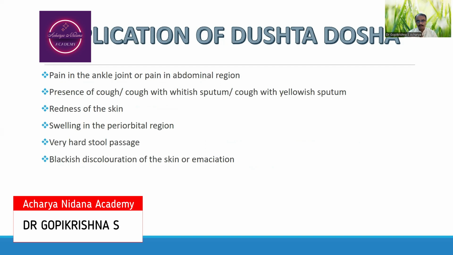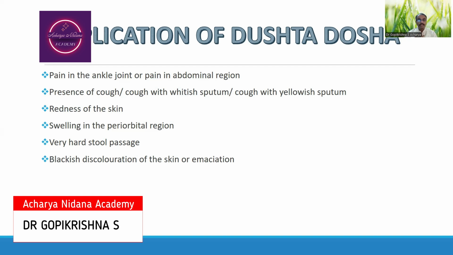Regarding the application of Dushta dosha, as we have discussed earlier, pain in the ankle joint or pain in the abdominal region, we can say there is a Vata dosha affliction. Let us say the presenting complaint is cough itself. If it is a dry cough, then we say there is a Vata dosha affliction. When the person has a cough with white colored sputum, then we say there is a Kapha dosha affliction. And cough with yellowish sputum, then there is a possibility of Pitta dosha affliction. Redness of the skin, we can predict there is a possibility of Pitta dosha affliction. Swelling in the periorbital region, we say there is a possibility of Kapha dosha affliction. Very hard stool passage.